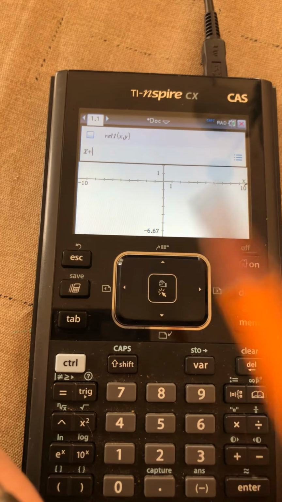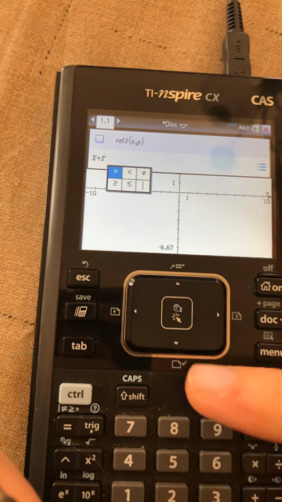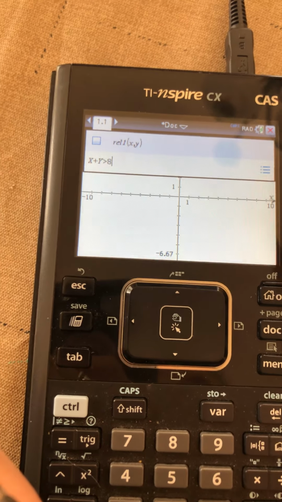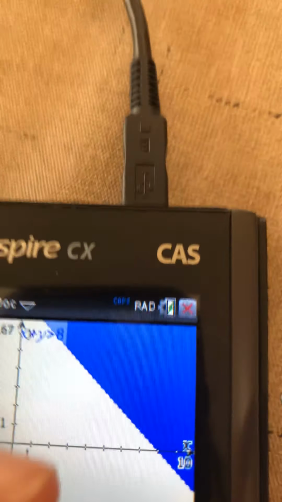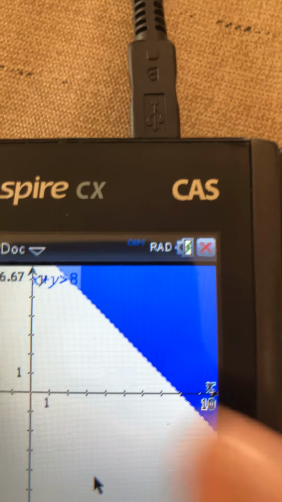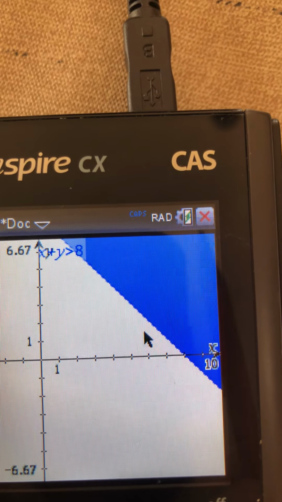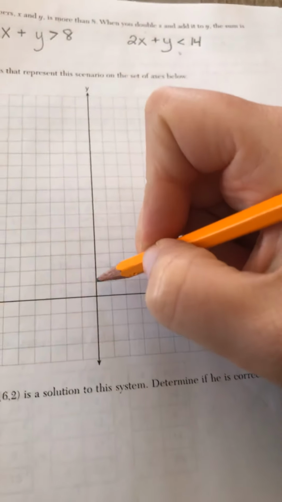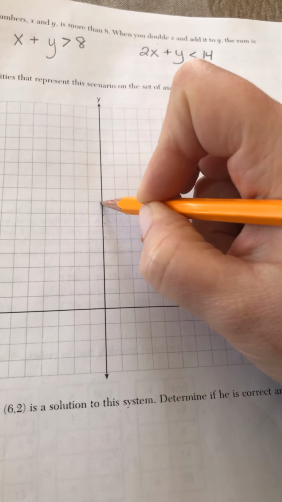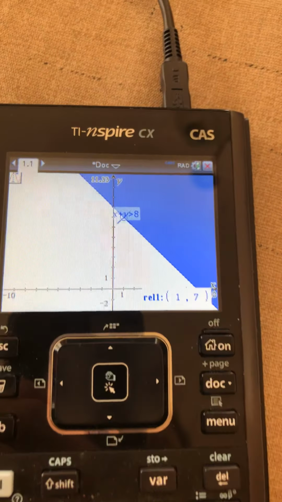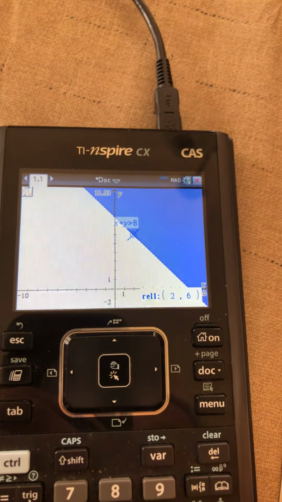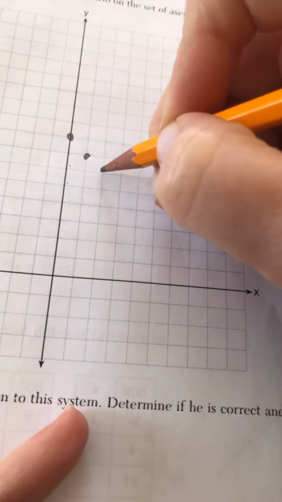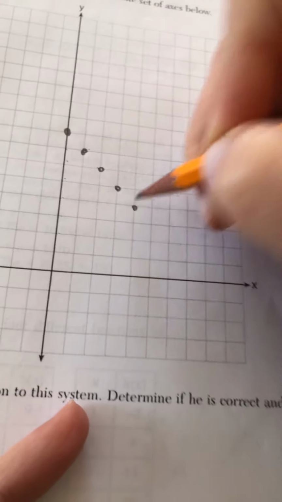So my first one was x plus y is greater than 8. All right, let's graph that while we're right here. So if you can see those dotted lines? That's a dotted line. See them? I'm going to go to menu, 5, 1. All right, so 0, 8. And let's find at least one other point. 1, 7, 2, 6, 3, 5. So it looks like it has a slope going down. Okay, there's my line.